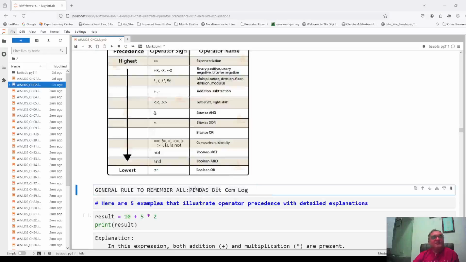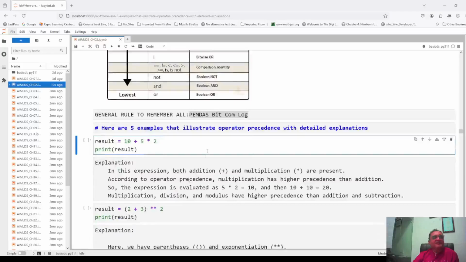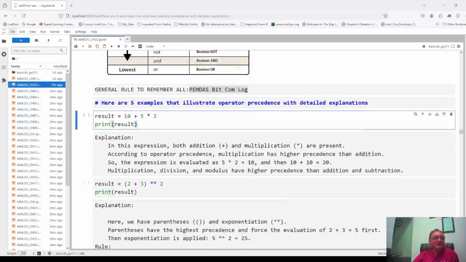So this simple rule makes it easy to remember. Let us take some examples. It will become even clearer. Suppose it is written result is equal to 10 plus 5 asterisk 2. Asterisk is for multiplication. Now the question is, one person will say I want to do 10 plus 5 first, and then I will multiply by 2. So the answer will be 30 because 10 plus 5 is 15.